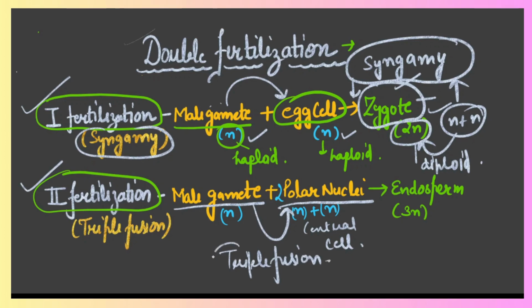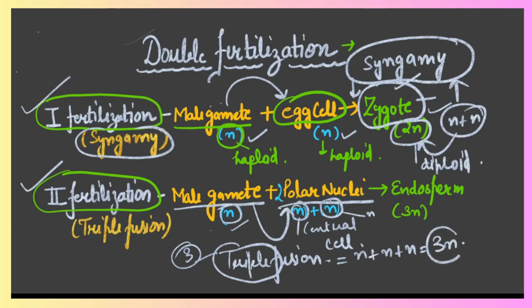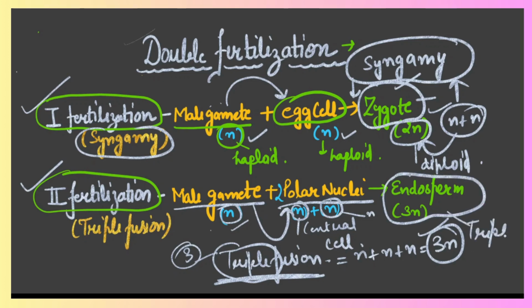Why triple? Triple means 3. Because the ploidy of the male gamete is N, that is haploid, and the two polar nuclei are each N. The first polar nucleus has N ploidy, the second polar nucleus has N ploidy. So N plus N plus N is 3N. It will form the 3N structure, that is called the triple fusion. The ploidy is 3N, that is triploid in nature.